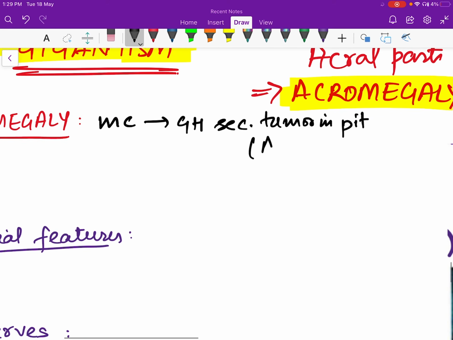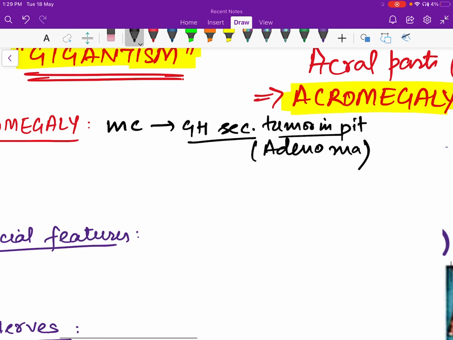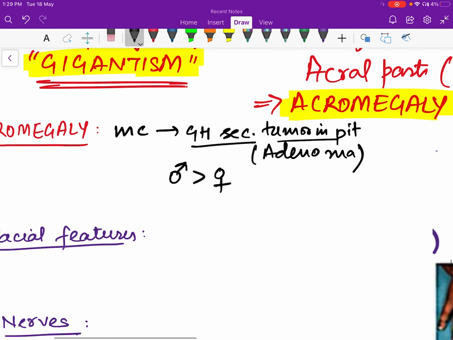Okay, it's called an adenoma, a growth hormone secreting adenoma, right? Now, it's commonly seen in males as compared to females. So these are some basic points, and the manifestations will be because of increased growth hormone.